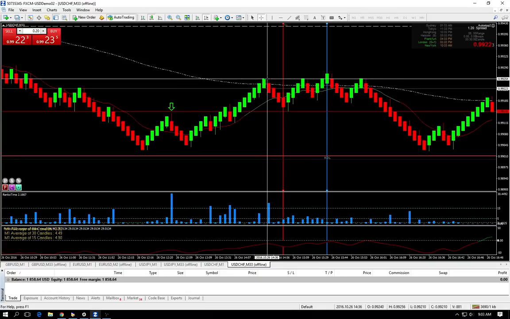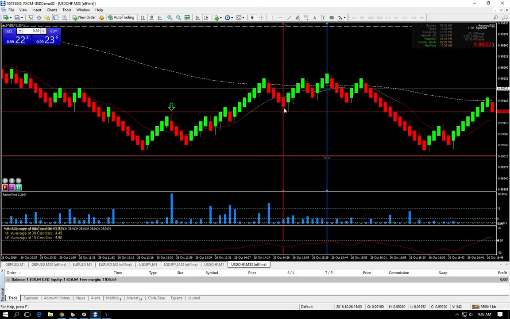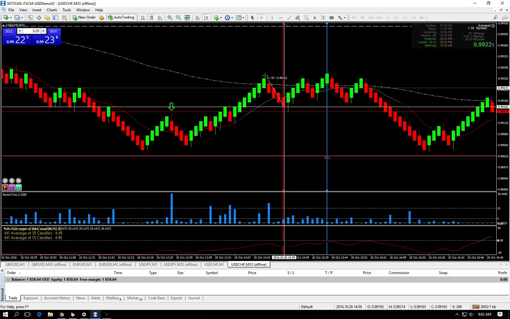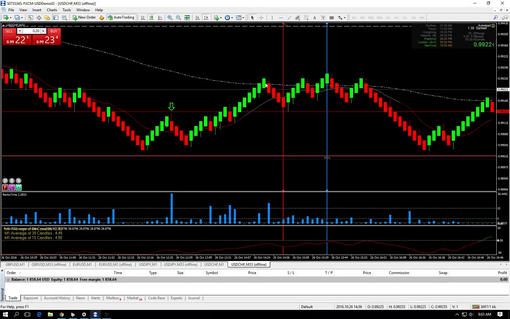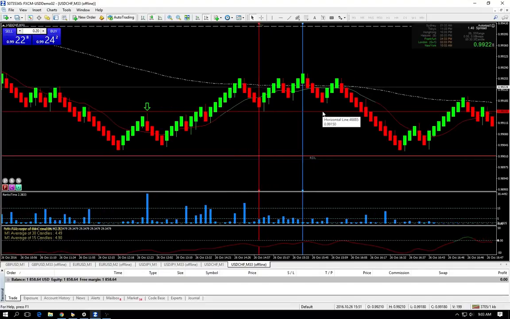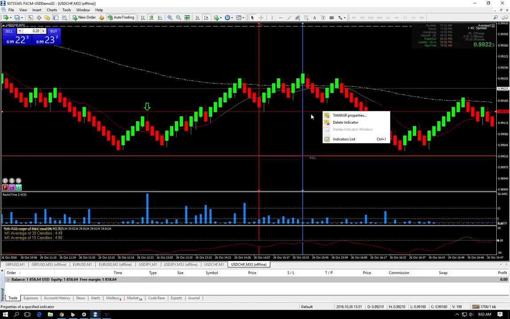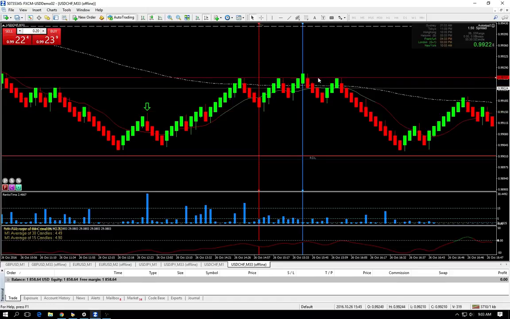Most likely, though, you could have set your hard stop for here, which is about 8.8 pips up. So you would have got stopped out right there, which is, let me move. So somewhere around there we would have gotten stopped out.